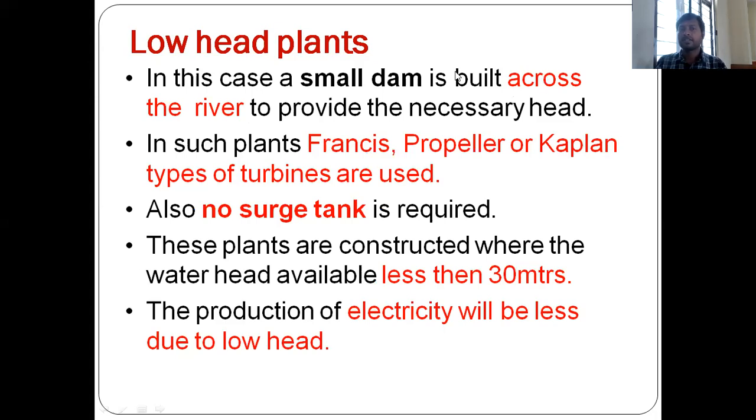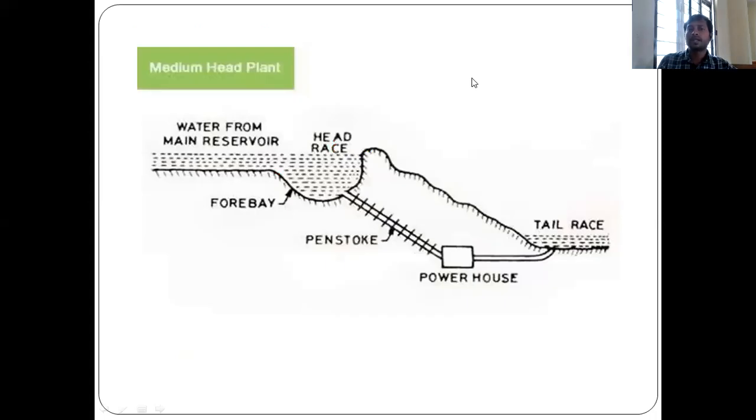Next one, look at this. This is a medium head power plant. In the medium head power plant, you can see here the water from the main reservoir. This is the reservoir, and here the head race and also a forebay are available. This is a forebay, already discussed. The forebay is a place where the water is released to the penstock, and the water is stored here.